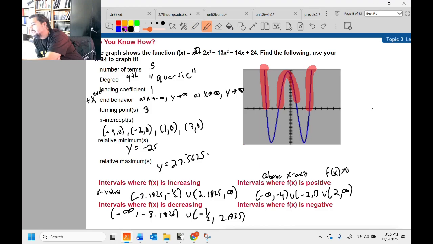Next up is negativity. I thought I changed colors there. I am negative so long as x is stuck between negative 4 and 2. And also so long as x is stuck between 1 and 3.